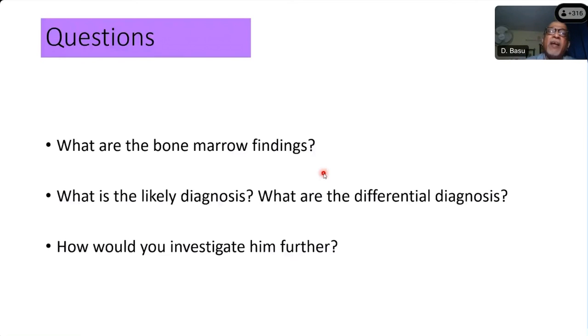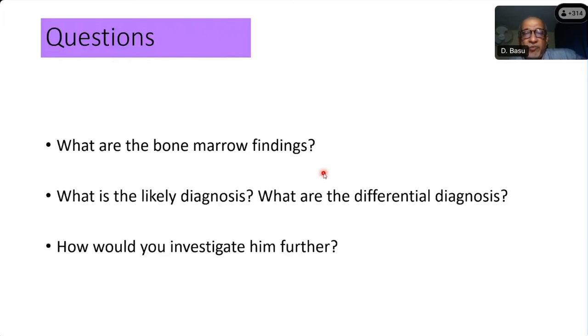Wolman's disease. So how do you investigate Wolman's disease? It is a lysosomal storage disorder. What is the deficiency? Lysosomal acid lipase. Right, cholesterol esterase or acid lipase. Very good. So what is one important feature of Wolman's which can be picked up very easily?